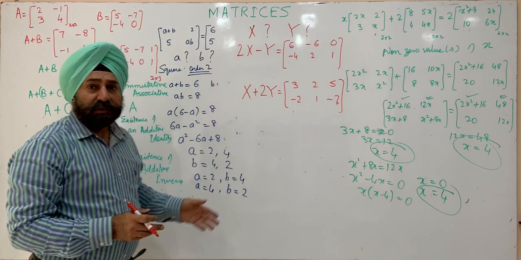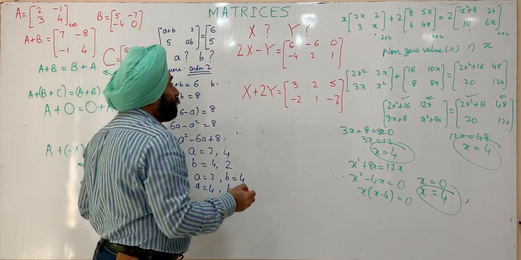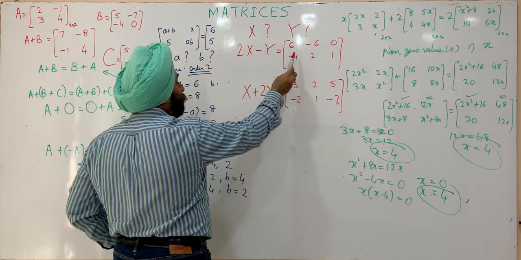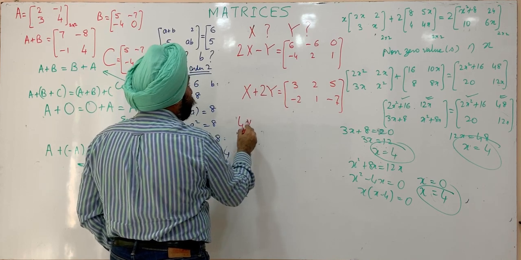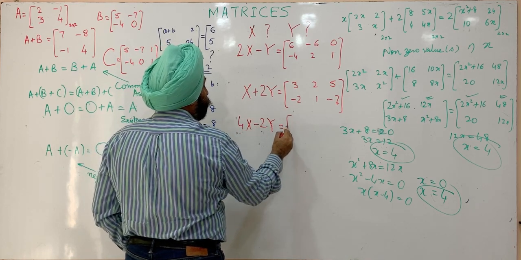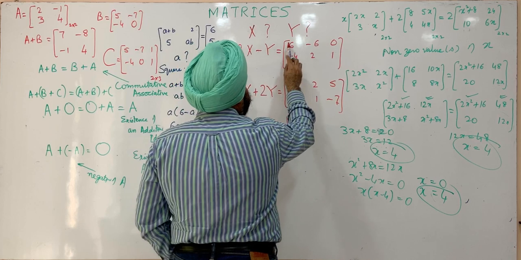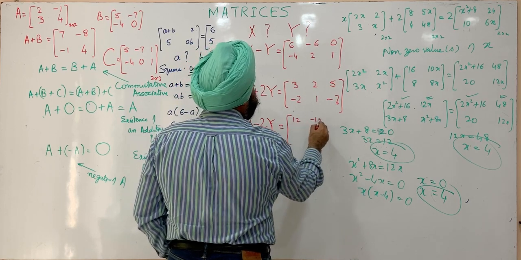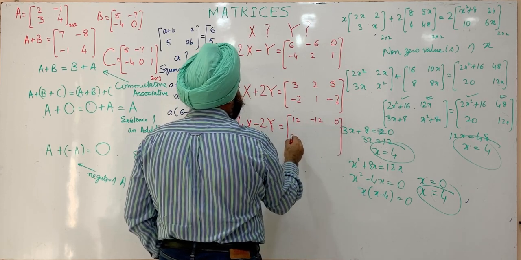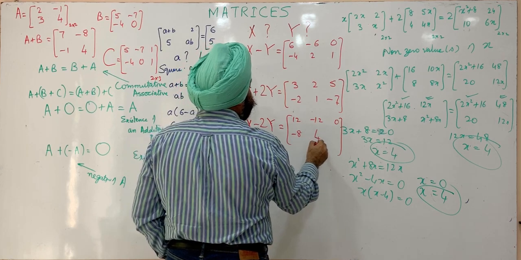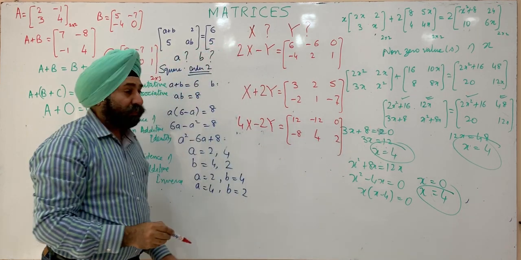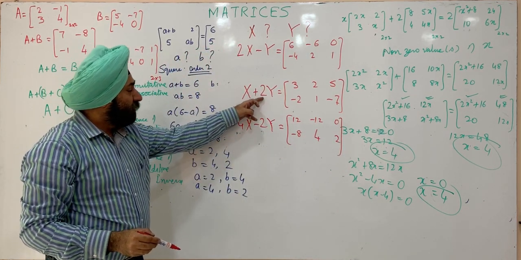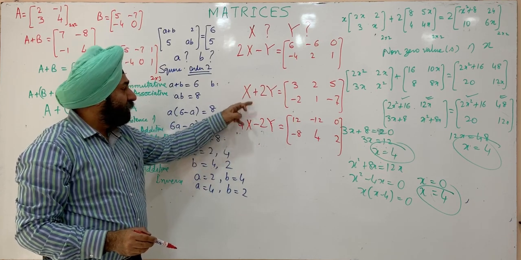We can solve these equations like simple algebraic equations. Multiply first equation by 2. We get 4x minus 2y. So multiply this by 2 means this is 12 minus 12. This is 0. This is minus 8, 4 and this is 2. Now we have two equations. These are same. This is plus, this is minus.